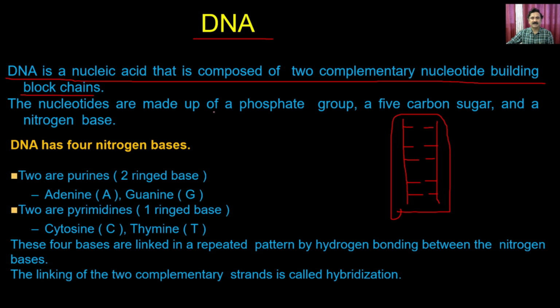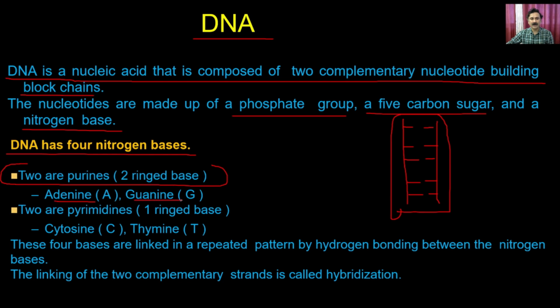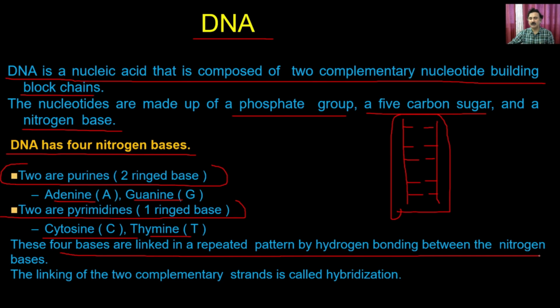The nucleotides are made up of a phosphate group, a five carbon sugar, and a nitrogenous base. DNA has 4 different types of nitrogenous bases. It has 2 types of purines, adenine and guanine, and 2 types of pyrimidines, cytosine and thymine. These 4 bases are linked in a repeated fashion by hydrogen bonding between the nitrogenous bases. The linking of the 2 complementary strands is called hybridization.